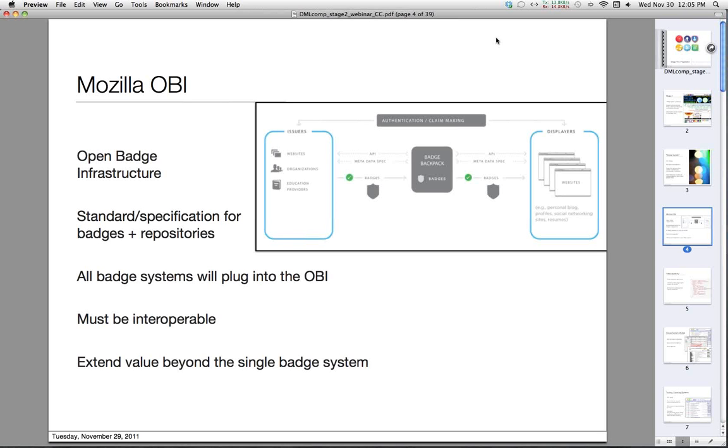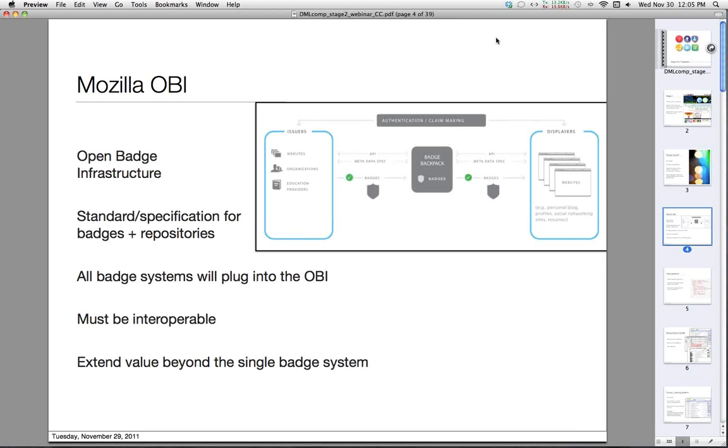And I'll go into a little bit more detail as we continue about what the spec is that is embedded in the metadata that's associated with the badges. And at the end of the competition, all of the badge systems will plug into the OBI, so it'll help to build a large and useful ecosystem so that everyone can benefit from it.